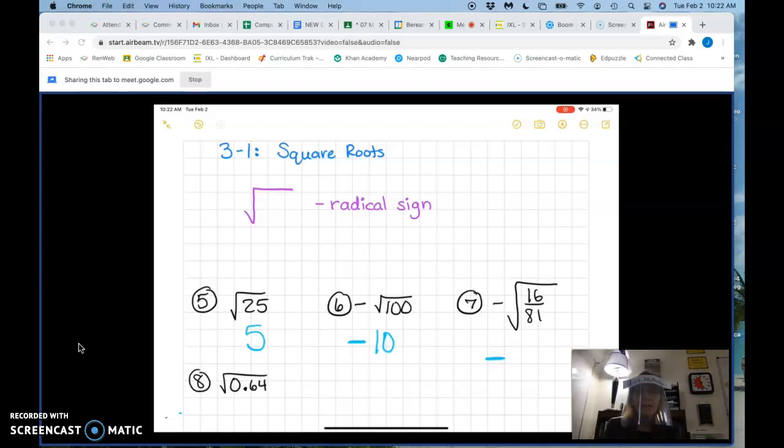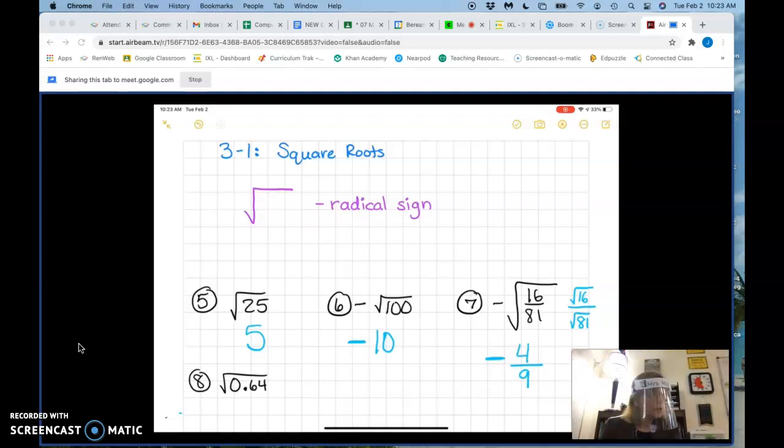Okay, so here's the thing with number 7. Since it's a fraction, what we're actually doing is we're taking the square root of the top number and taking the square root of the bottom number. So what is the square root of 16? Does anybody know? I got 4 over 9. Yeah, that's right. So the square root of 16 is 4 because 4 times 4 is 16. And what's the square root of 81? 9, because 9 times 9 is 81.